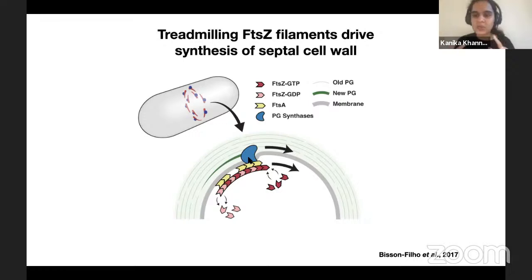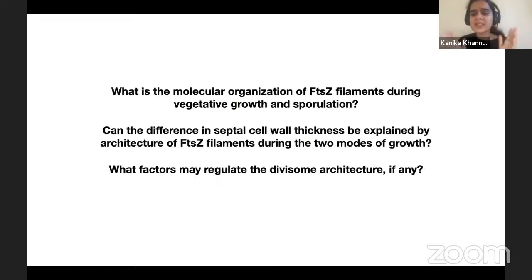So there is a link between the cell division machinery and probably the amount of septal cell wall being incorporated in the septum, but we don't understand clearly what these relationships might be. These are some of the questions that I wanted to ask when I set out working on this project. The first was, can we look at the molecular organization of these FtsA filaments during vegetative growth and during sporulation and see if there are any differences, because these are essentially two different ways in which the cell is dividing. And if we do see any differences, can these differences explain why the septal cell wall is different during vegetative growth and during sporulation? And if that is the case, can we understand what factors might regulate the divisome architecture during vegetative growth and during sporulation in Bacillus subtilis?